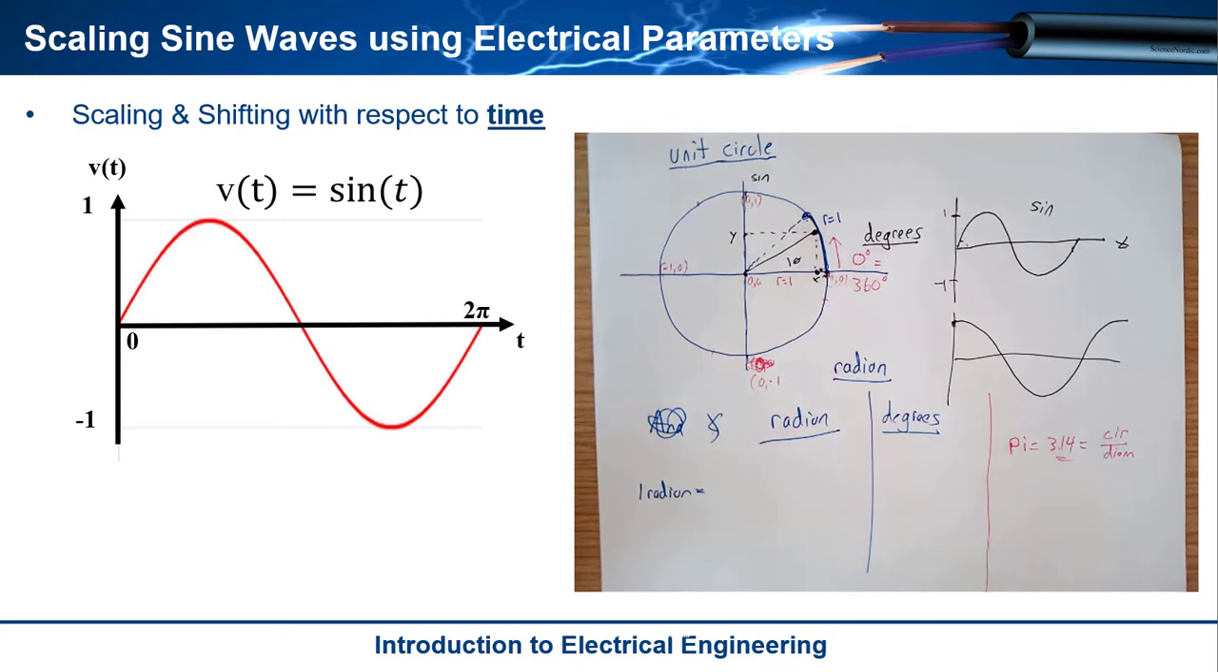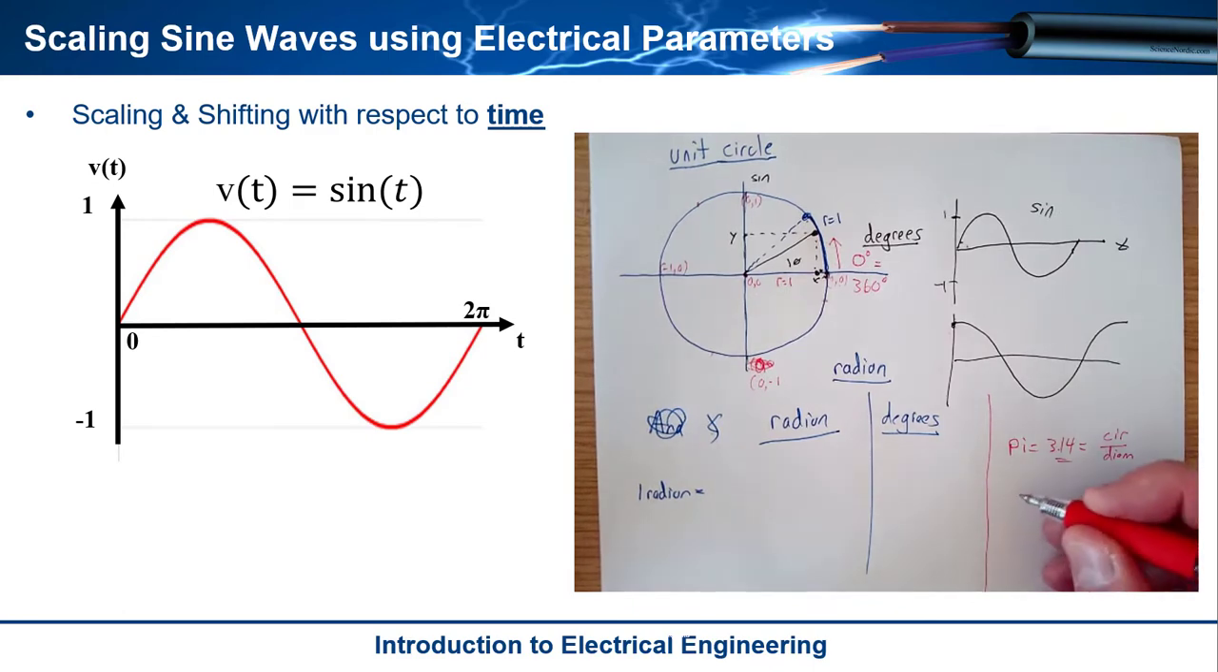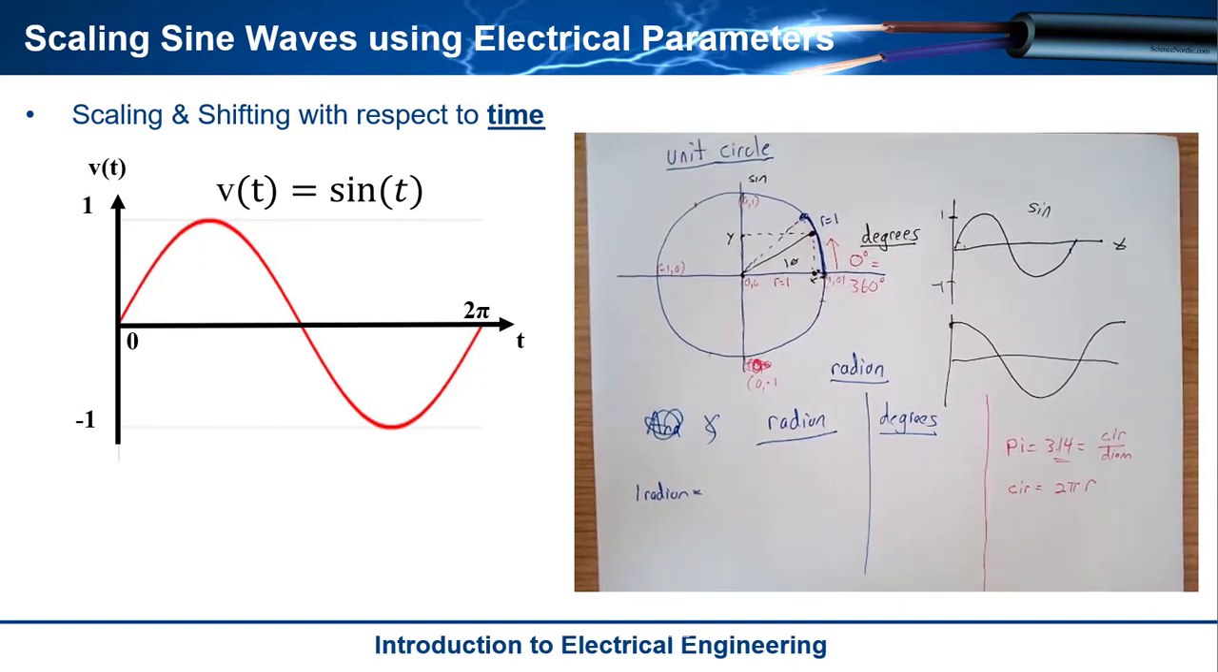That's where pi comes from. So now the question becomes, how many radians are in a circle? If we remember, what's the definition of the circumference? Well, the circumference of a circle is equal to 2 pi r. Okay, so that's just the equation of a circle.